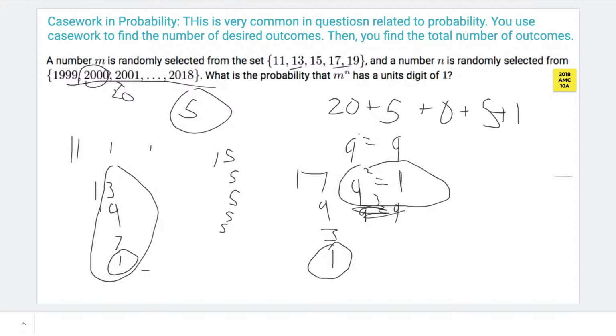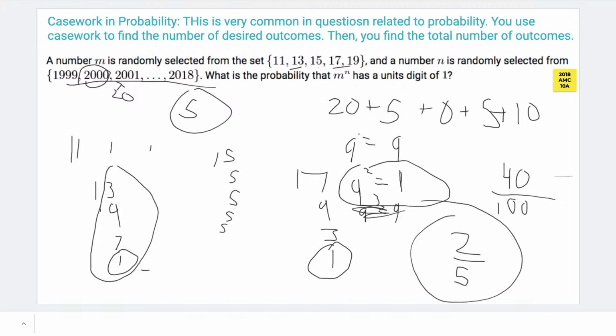And in total, the number of desired outcomes we want are 5 plus 5, 10 plus 10, 20 plus 20, 40. And the number of total outcomes is just the number of terms we have here times the number of terms we have here. So 20 times 5, which is 100. And 40 over 100 is simply just 2 over 5, which is our answer. So this shows the power of casework. Sometimes in probability, you will have to take different cases also to find the answer. And clearly we did that here, and we actually found the answer.